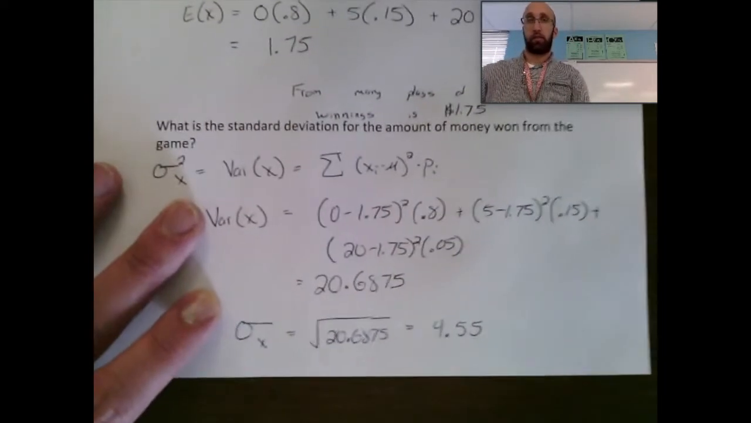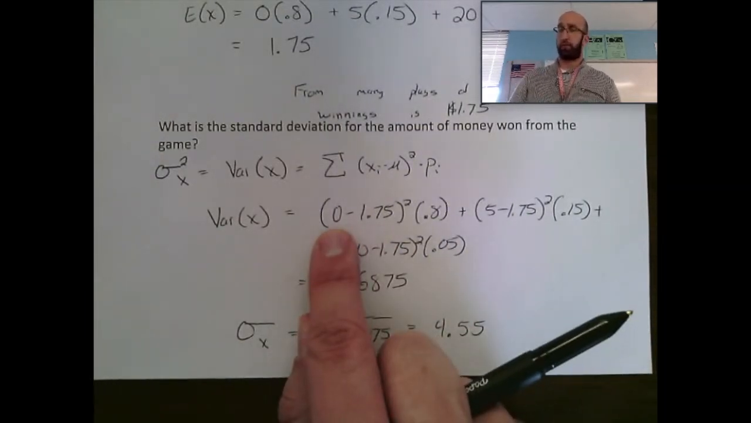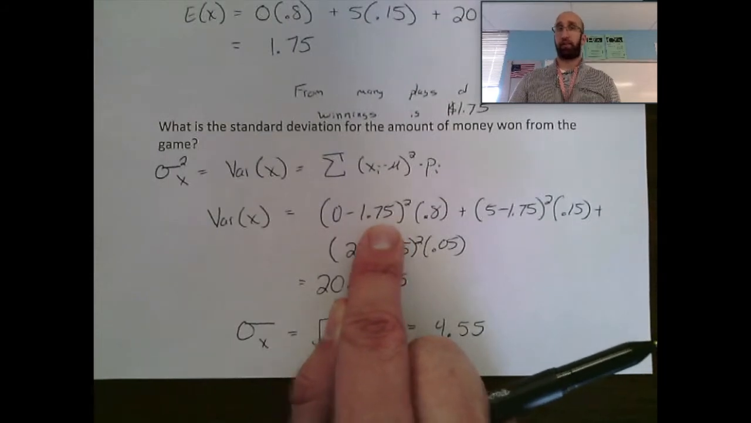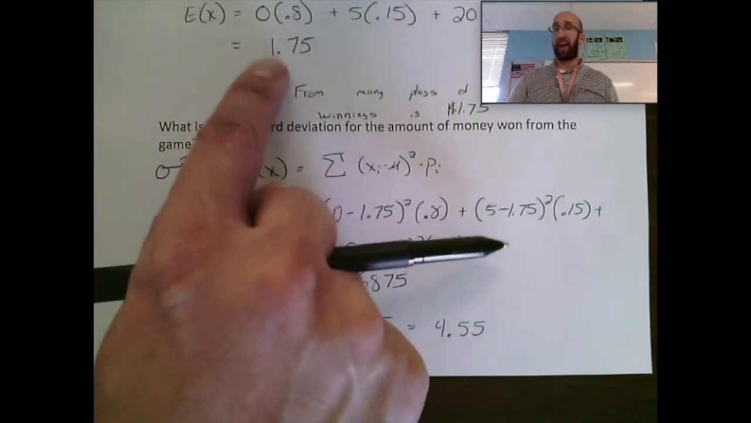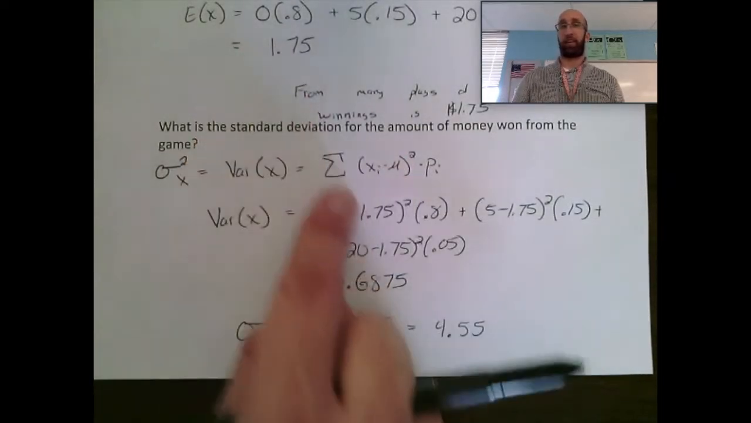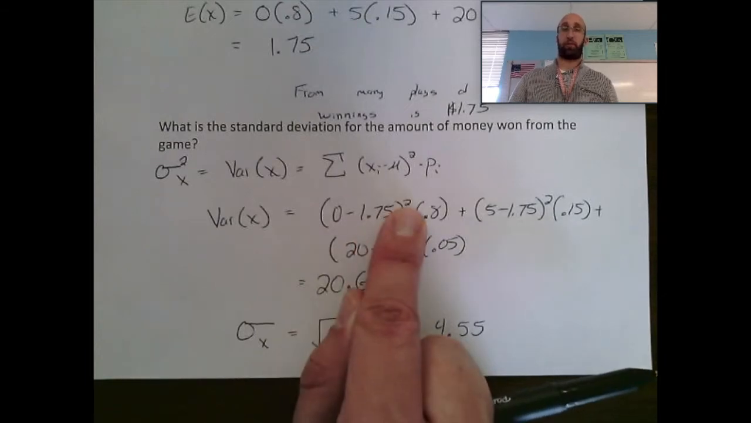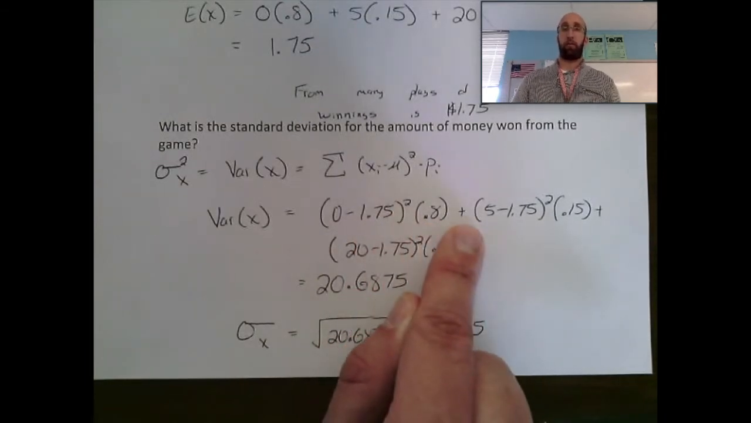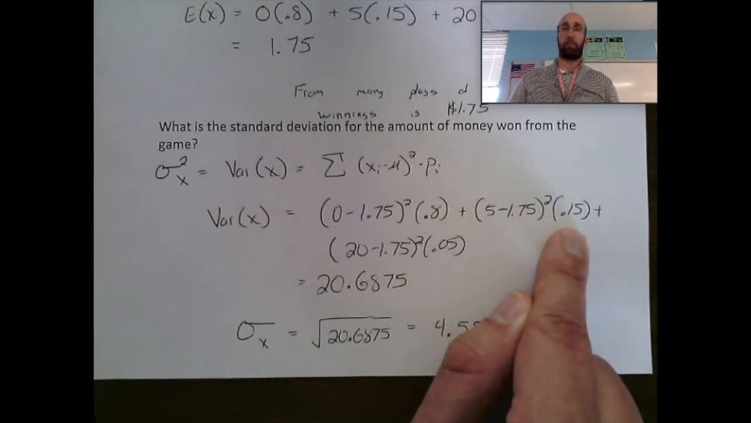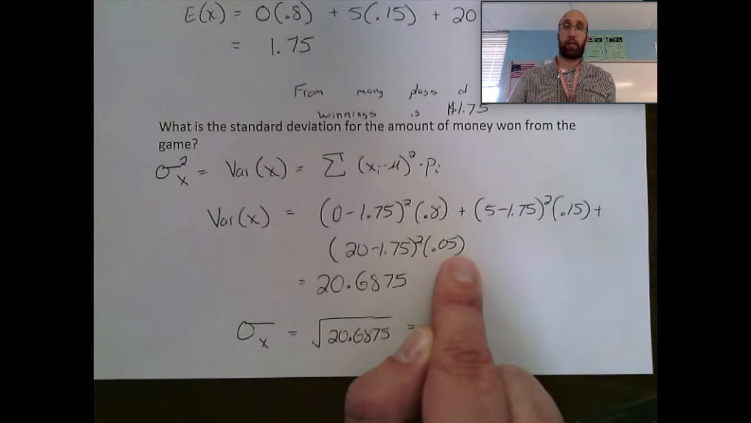Okay? So I worked all of this out for us. I took the individual x value, which was 0, subtract off our mean of 1.75. Notice we had to do this first before we did a variance. If you don't know your mean, guess what? You can't do a variance yet. So 0 minus 1.75, square it, times our p-value, plus the next one. 5 minus 1.75, square it, times p. Next one. 20 minus 1.75, square it, times p.